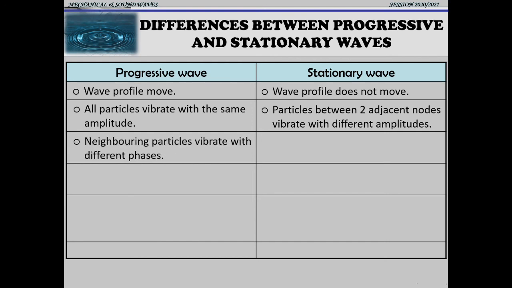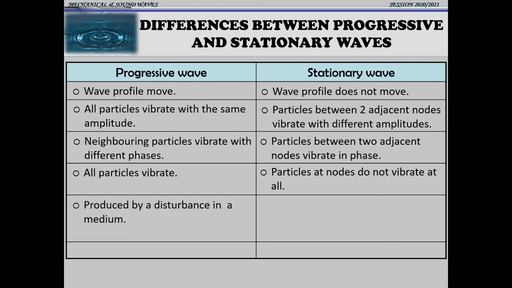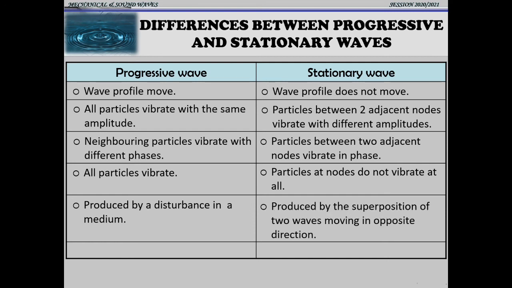Neighboring particles vibrate with different phase for a progressive wave, and in a stationary wave, particles between two adjacent nodes vibrate in phase. All particles vibrate for a progressive wave. For a stationary wave, particles at nodes do not vibrate at all. A progressive wave is produced by a disturbance in a medium. A stationary wave is produced by the superposition of two waves moving in opposite directions. A progressive wave transmits energy. A stationary wave does not transmit energy.